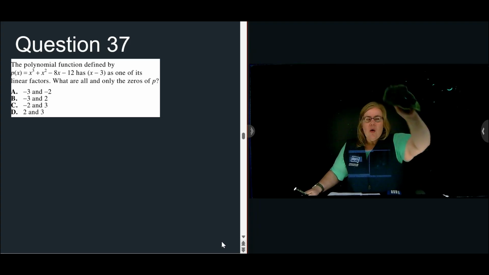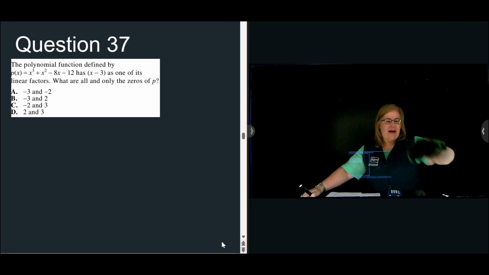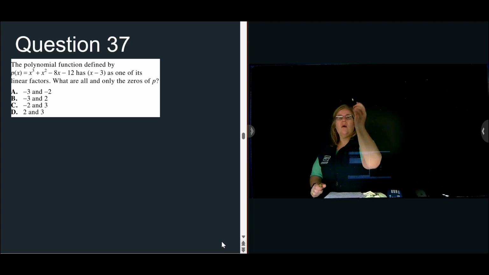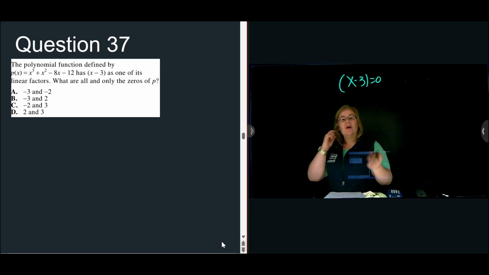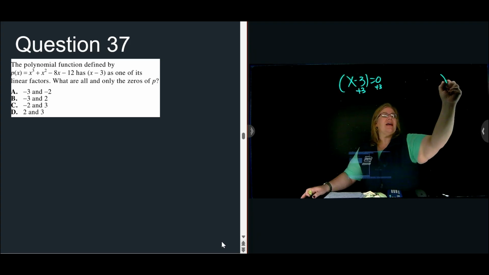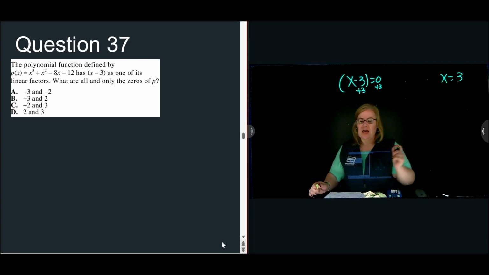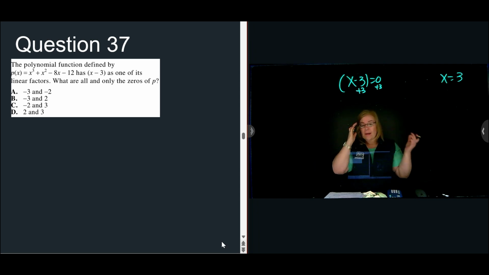All right, so what are we going to do? It says that one of our factors is x minus 3, and we want to know what that zero is. So we're going to get x by itself by doing the opposite operation. So one of my zeros is a positive 3. So by elimination, I know that A cannot be my answer and B cannot be my answer. Then you're sitting here going, well, what are my next ones?